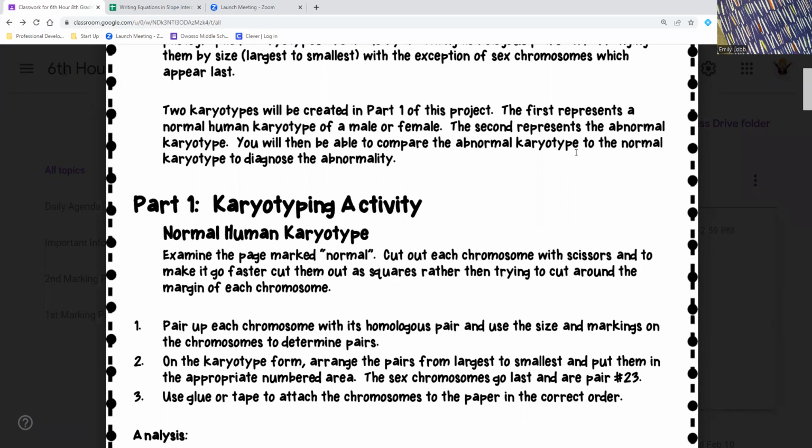Abnormal. I don't even know what I'm looking for. Don't know what I'm looking for. Yeah. So you have a normal karyotype and an abnormal karyotype, right?